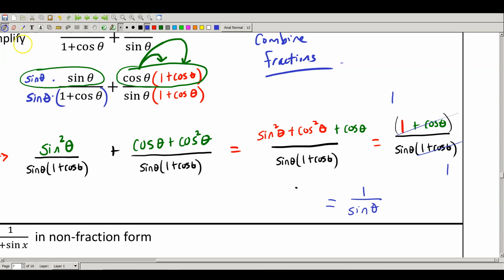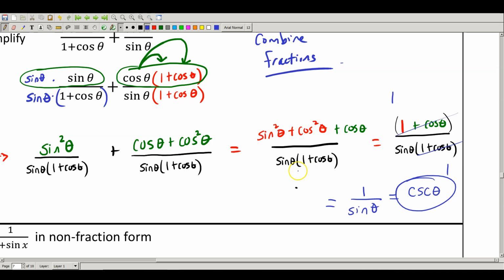Sometimes people will get to this stage and say, oh, these cancel off, great, and then they'll just circle this and say the answer is just sine. No, the answer is 1 over sine because sine was sitting on the bottom of the fraction and we canceled those top and bottom to 1 and 1. So this is my answer, 1 over sine theta, which looks similar to the last problem we did. That is cosecant theta.